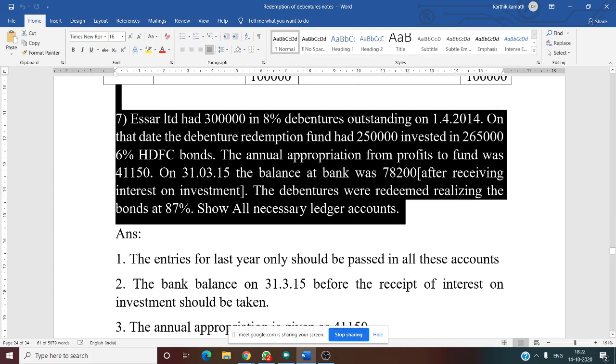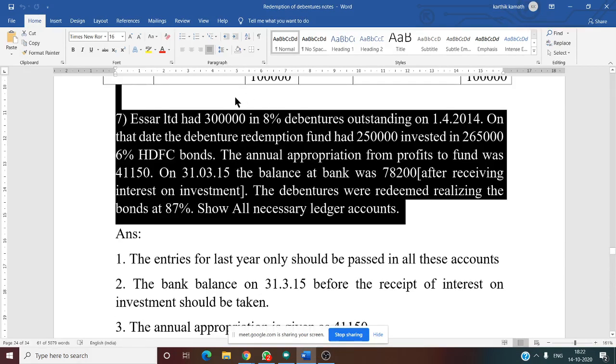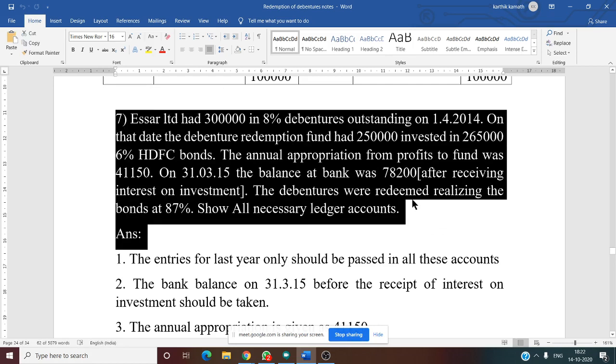So first thing here, 3 lakh in 8% debenture outstanding means what? Here the debenture value is given. See, the value is mentioned in the problem, that is 3 lakh. So the debenture redemption fund balance is also given.